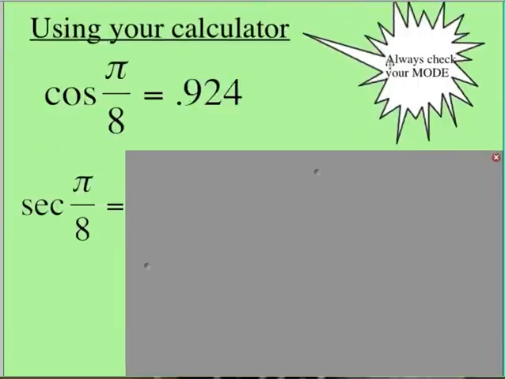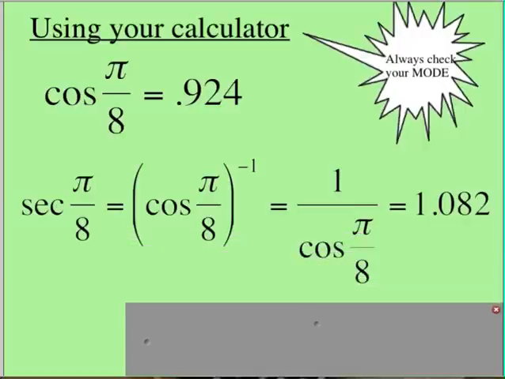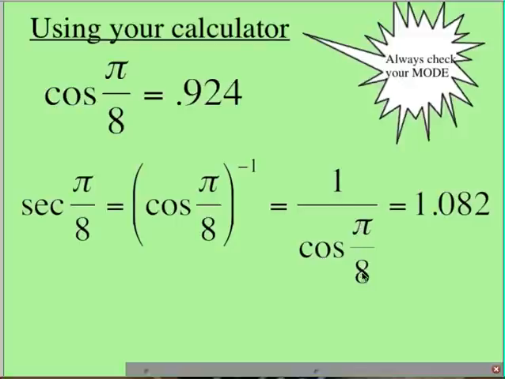So once again, you have to check your mode. Well, we didn't do this last time because we hadn't gotten to radians. So if you change your calculator mode to radians right now and type in cosine of pi over 8, you should get 0.924. Well, if I want to find the secant of pi over 8, you can either find the cosine of pi over 8 and then hit the x to the -1 button, or you could do 1 divided by cosine of pi over 8, and you should get 1.082.